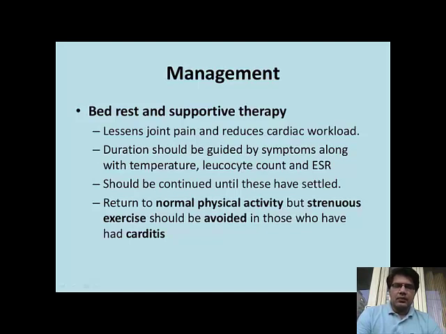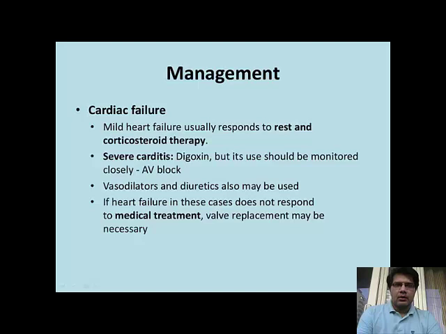And if you have heart involvement, be patient in returning to the normal activity. So this is important. Cardiac failure, mild heart failure. So when do we use steroids? When you have mild heart failure, you can give it. You can use steroids. Severe carditis, you can use digoxin, but generally digoxin is not preferred. As I said, vasodilators and diuretics also might be used.